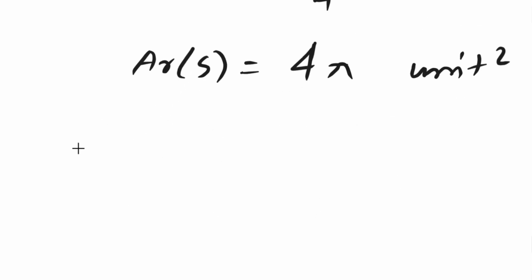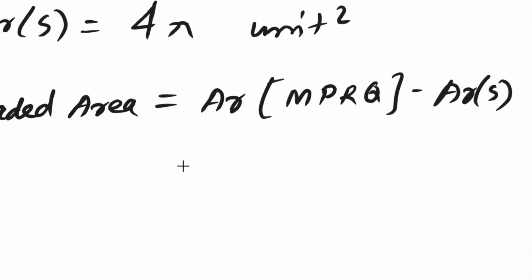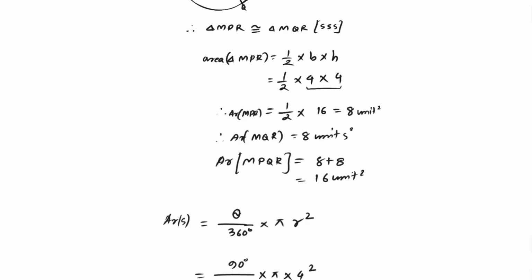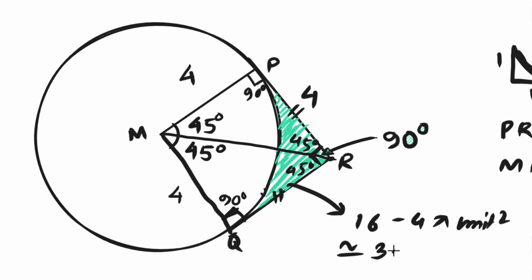Finally, we can calculate the shaded area. It equals the area of the quadrilateral minus the area of the sector. So, we have 16 minus 4 pi. Using the approximate value of pi, this becomes approximately 3.43 square units. Therefore, the exact area of the shaded region is 16 minus 4 pi square units, and its approximate value is 3.43 square units. If you solved it correctly, excellent work.